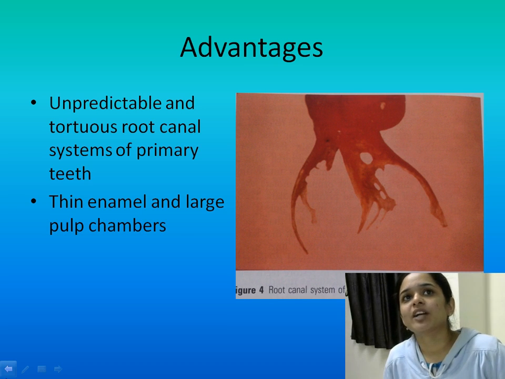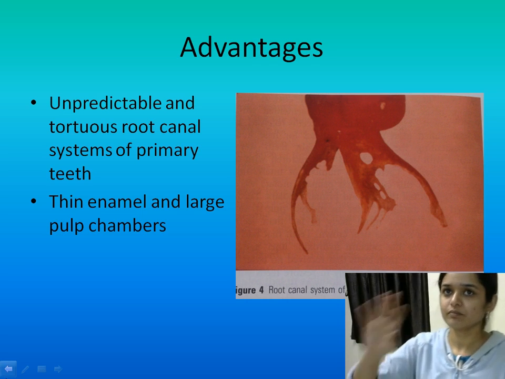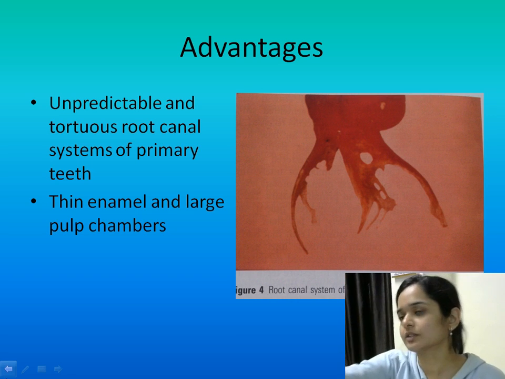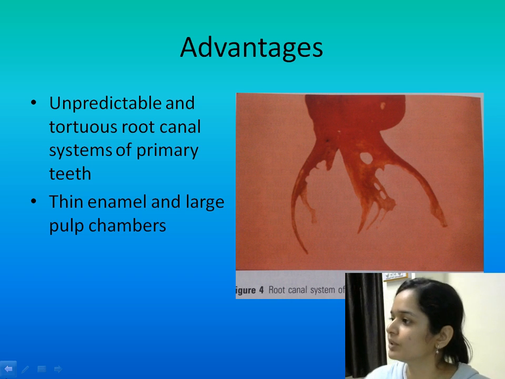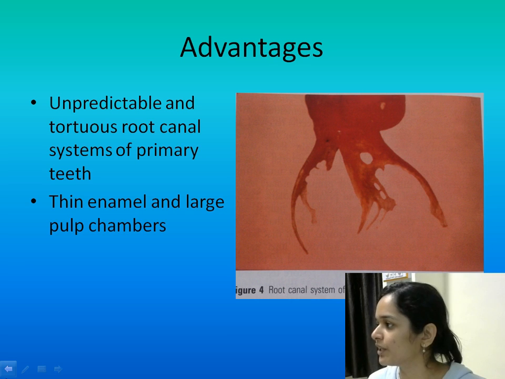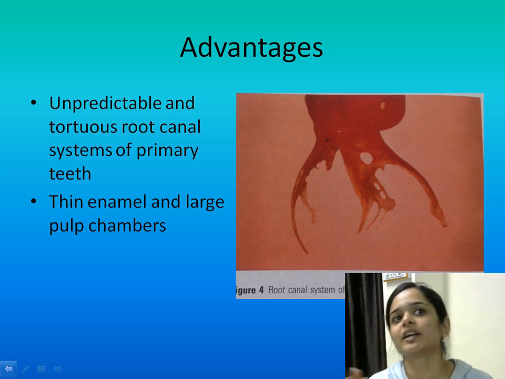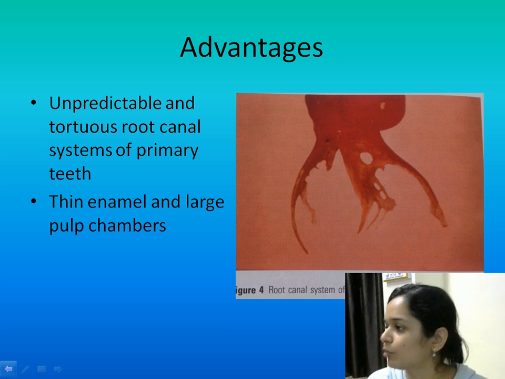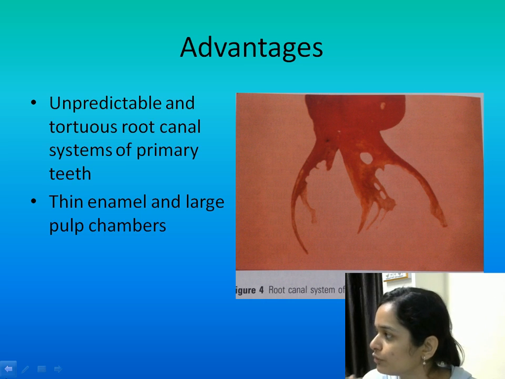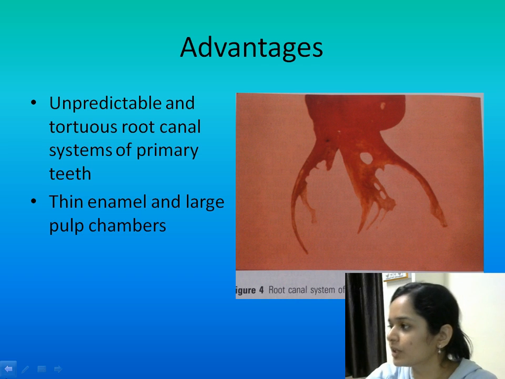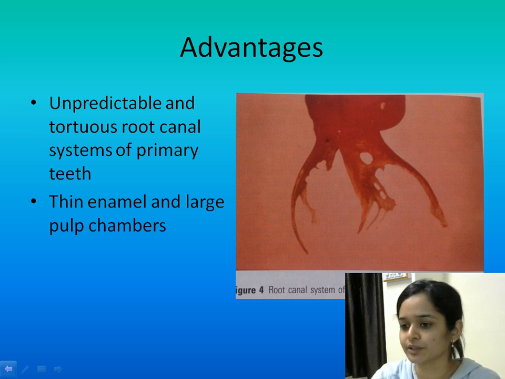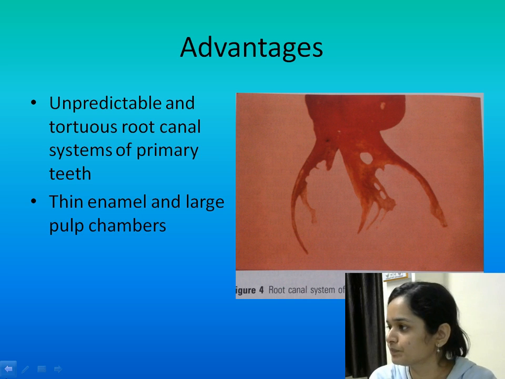So the unpredictable and tortuous root canal system of primary teeth is avoided. Thin enamel and large pulp. So we bypass all this root canal system and still we save the tooth. So that is one advantage of pulpotomy. And thin enamel and large pulp chambers, that means there is high pulp form, large pulp chambers are there. So if you restore the tooth, there are chances of pulpal exposure. So restoration will be too conservative, pulpectomy will be too invasive. So the middle procedure is pulpotomy.